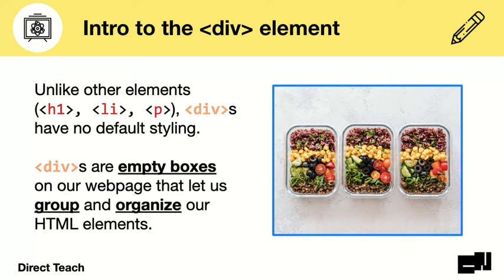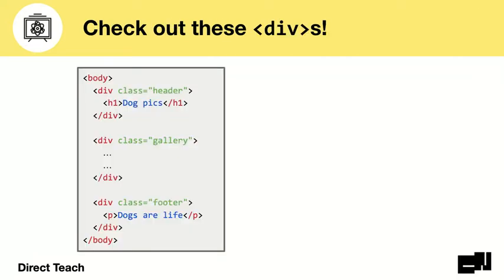And they don't really have any default styling. You can do a lot of what the div looks like in your HTML, and if you want to change a few things, you can do that as well in your CSS. But the key thing to know is that they're just empty boxes on their own. So let's actually look at what divs look like on the page.